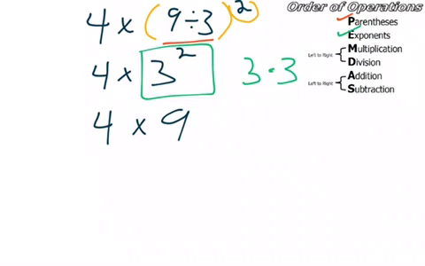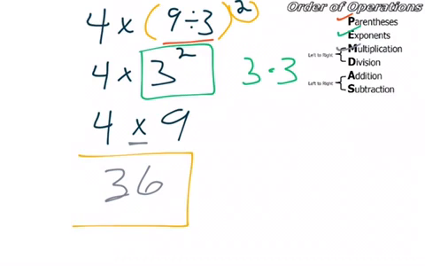Next up, if I have multiplication, and I do, it's right there. 4 times 9. 4 times 9 equals 36. And that actually is going to be my answer because I don't have any more steps to go. So I started with parentheses, went to exponents, then multiplied, got my answer all the way through, followed the steps just as they were listed on this side right over here.